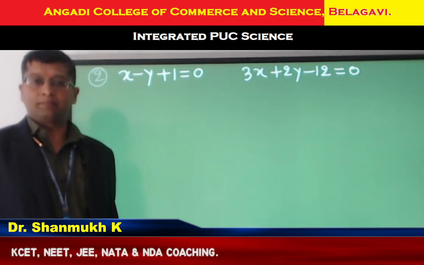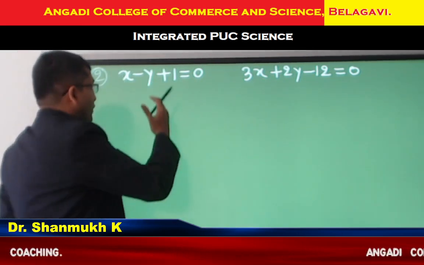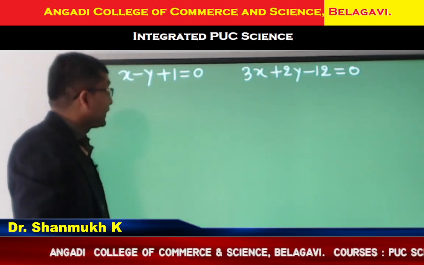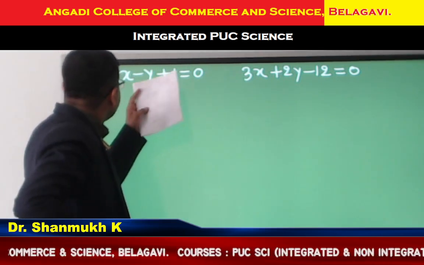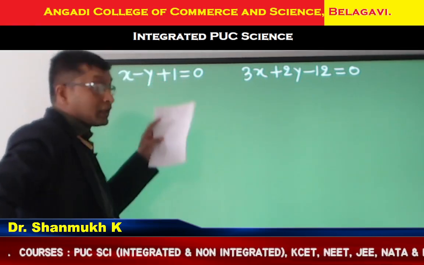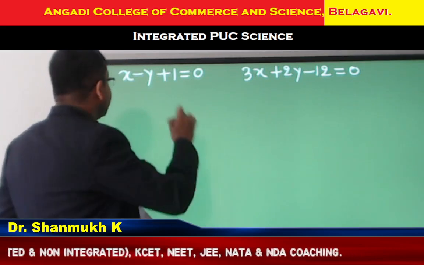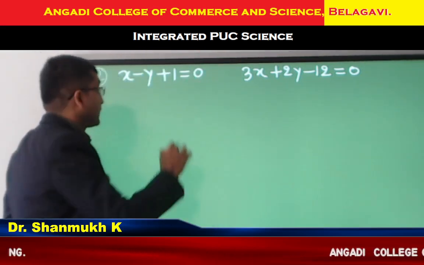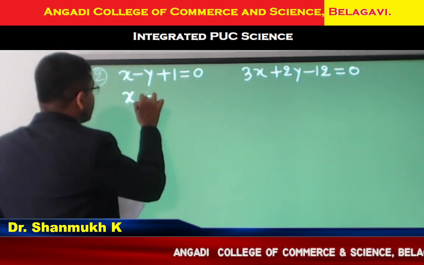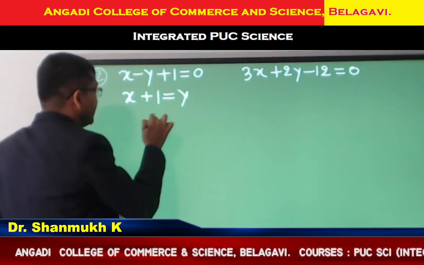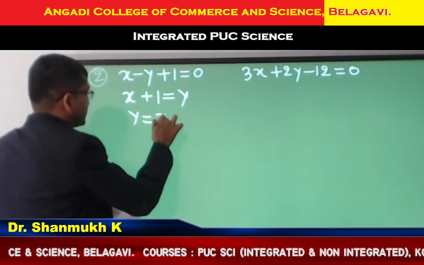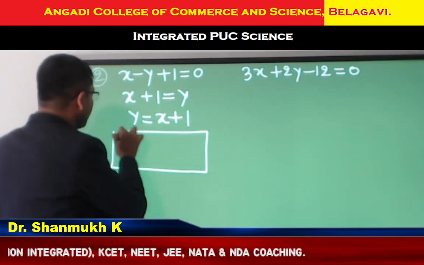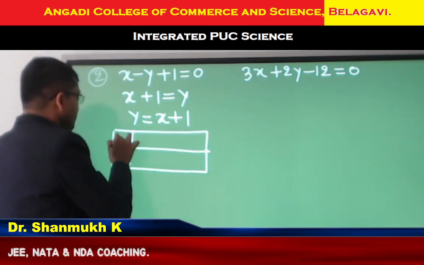The procedure is very simple. From the first equation, we need to write a solution for y. But, dear students, we will observe that here the y is associated with a negative sign. So this is the reason we need to transport minus y to the RHS, and it becomes a plus. So we get x plus 1 equal to y. So y is x plus 1. Taking a minimum of two values, we need to draw the graph.